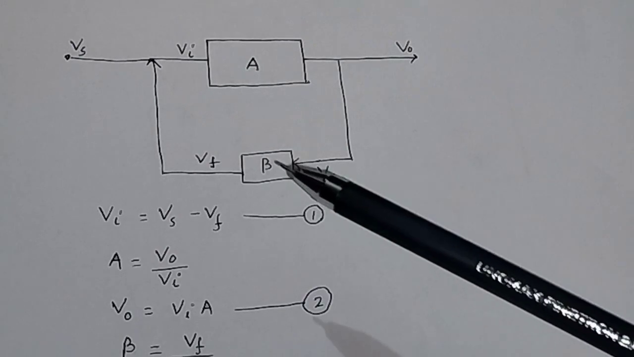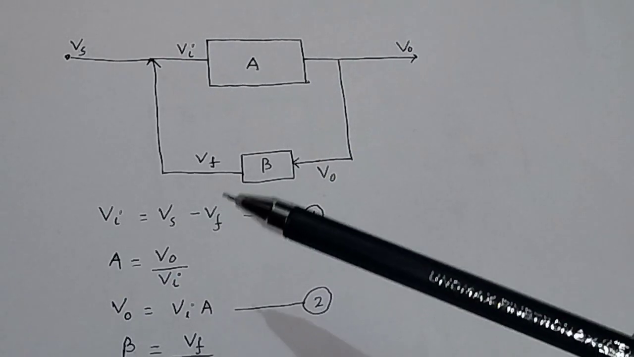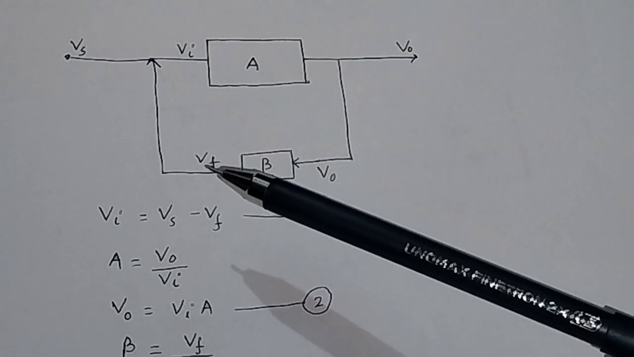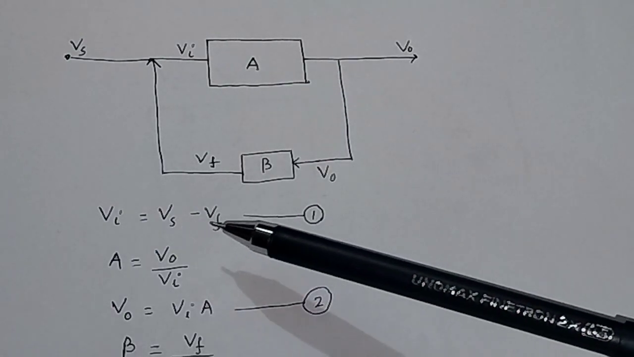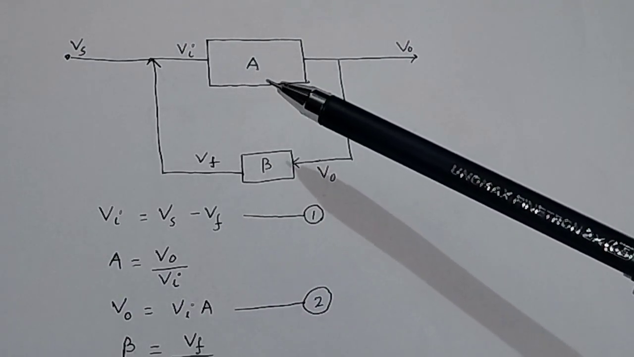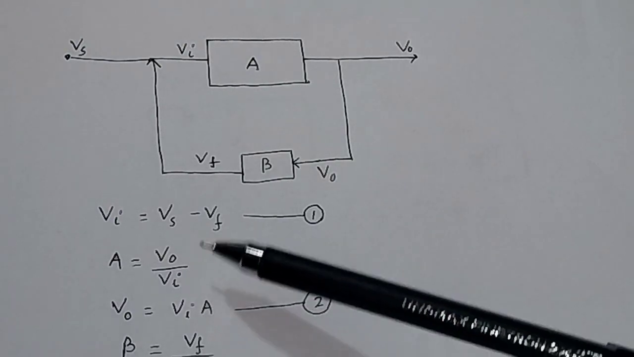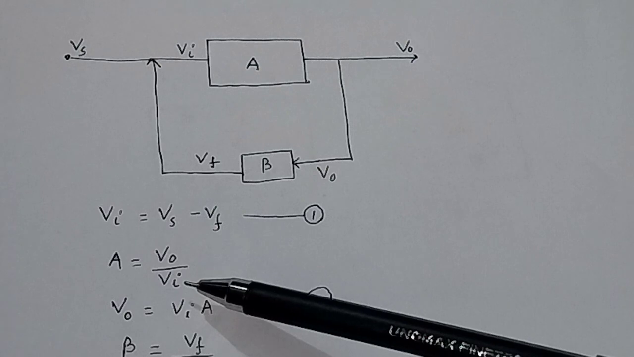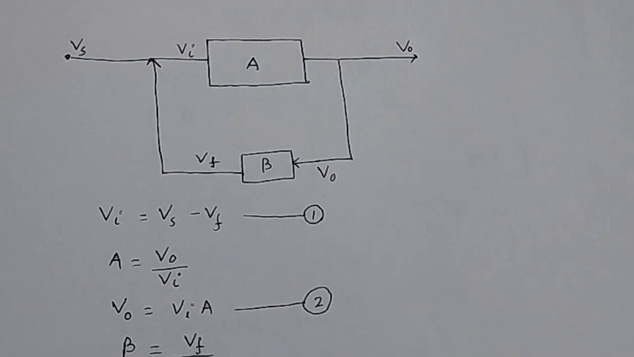For a negative feedback amplifier, the input voltage is equal to the source voltage minus the feedback voltage. The feedback voltage coming from the feedback circuit is equal to Vf. So the input voltage given to the amplifier is equal to the source voltage minus the feedback voltage. Now, how do you calculate the gain of the amplifier? Gain is always equal to the output voltage divided by the input voltage. So for the amplifier without feedback, gain A is equal to output voltage divided by input voltage. So the output voltage will be equal to the gain times the input voltage.